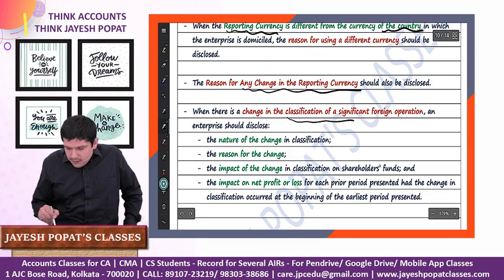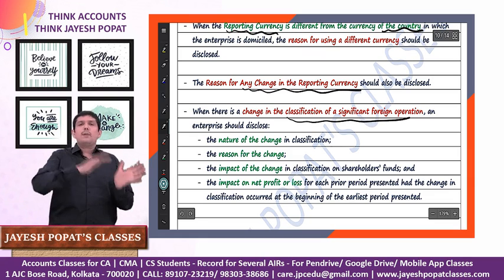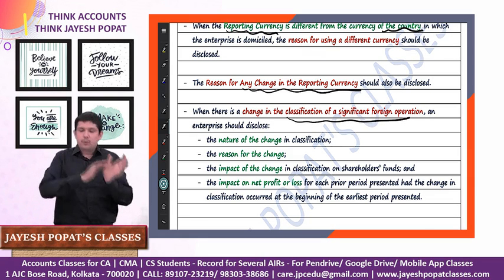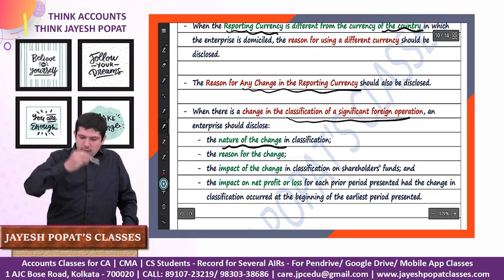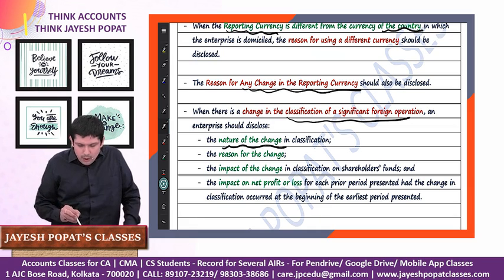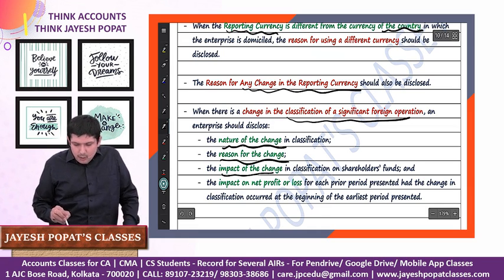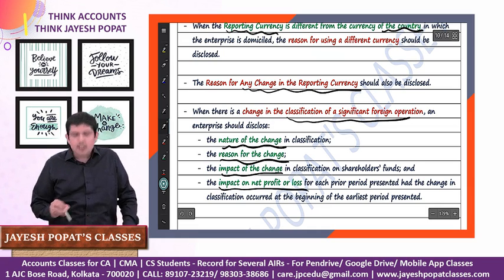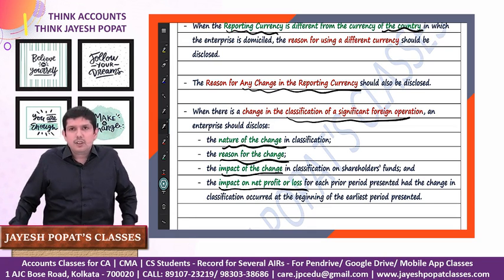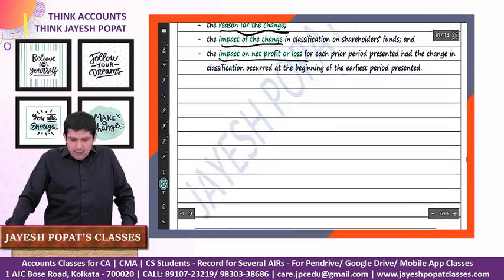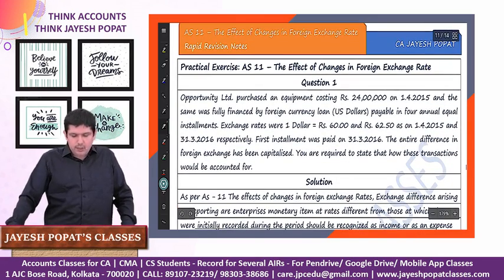If I am reclassifying my significant foreign operation from IFO to NIFO or from NIFO to IFO, I need to say what is the nature of change, which is IFO to NIFO or NIFO to IFO, the reason that I have made the change, what is the impact of the change, and what is the impact on the statement of profit and loss. By this we are done with the entire revision of Accounting Standard 11. We'll move on to certain practical questions.